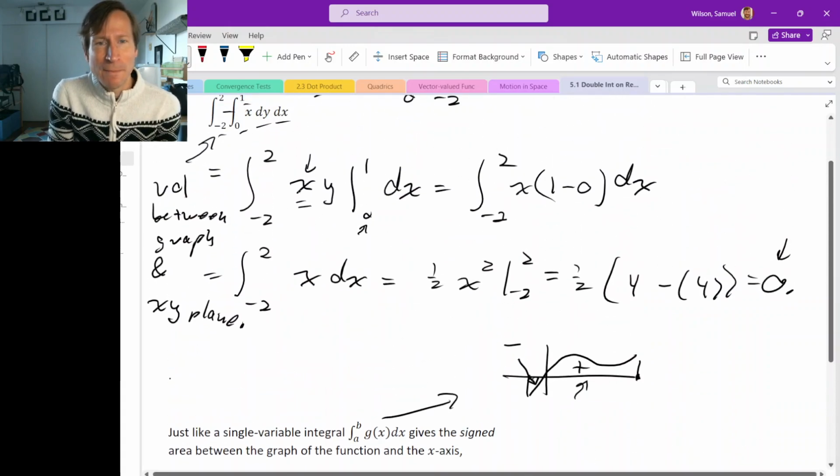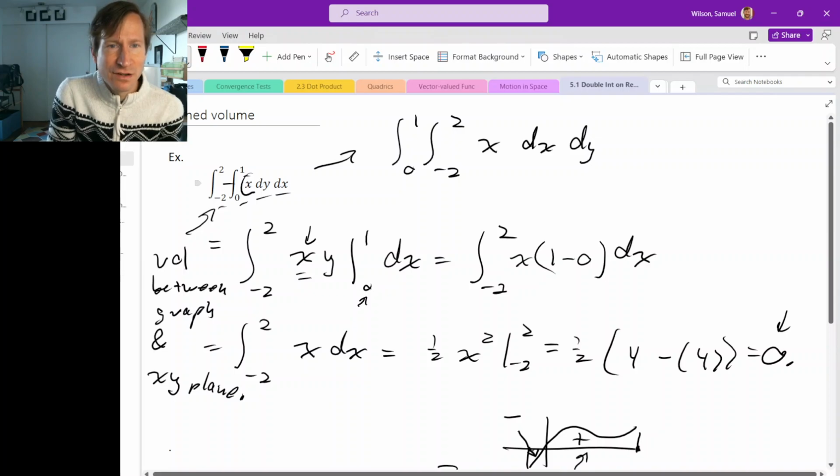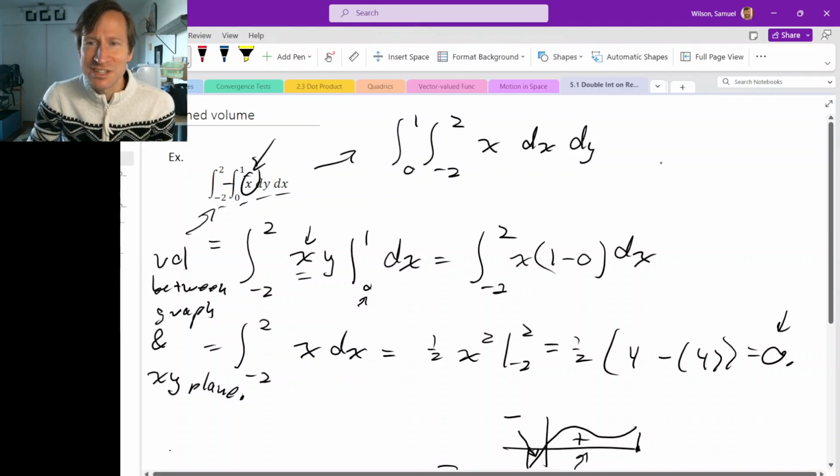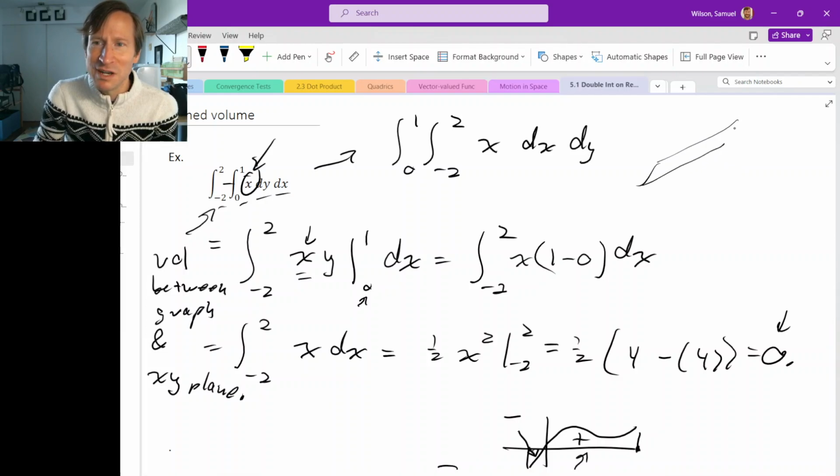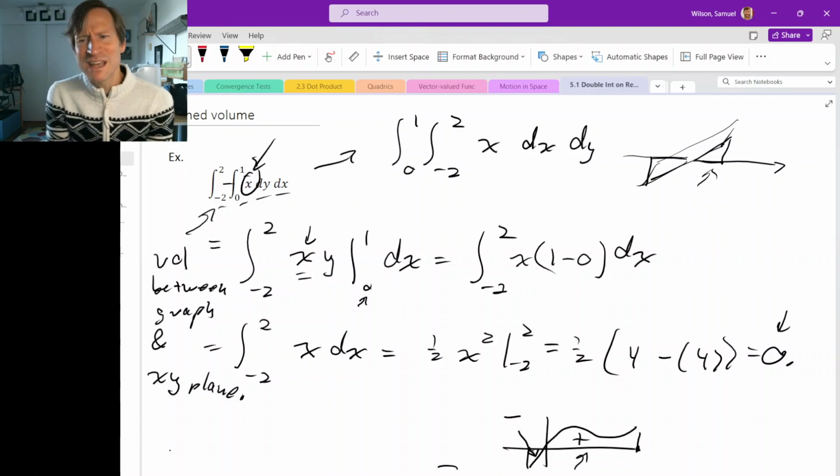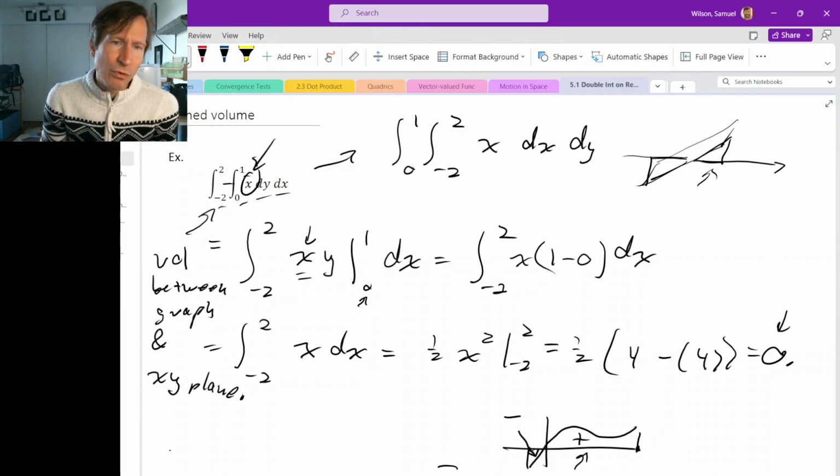In fact, the graph of this function, x, is actually just a plane that is going up as you go in the x direction, right? And this bit of volume below the xy plane on one side is exactly balanced by this bit of volume above the xy plane on the other side, and so they cancel and give 0. So whenever we use our geometric intuition that a double integral gives us the volume under a graph, just be a little careful that it's actually the signed volume, and that you can have some volume that cancels.